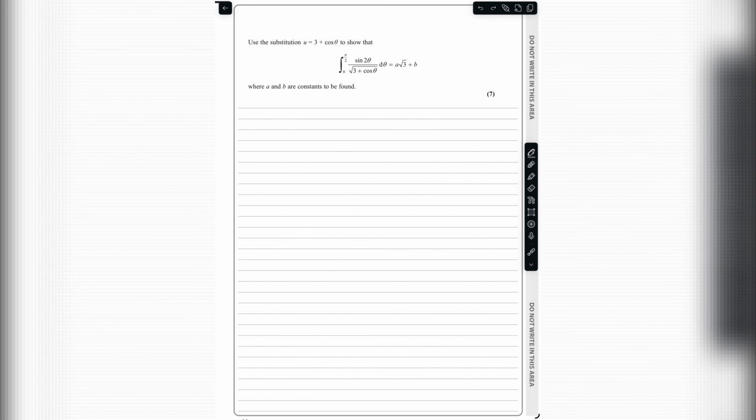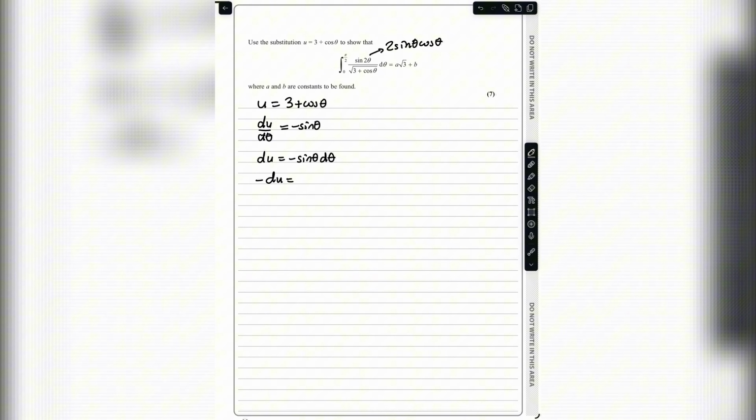In the final question, we are told to use a substitution u equals 3 plus cos theta to show that this integral equals a root 3 plus b. So before we get started, I want you all to bear in mind that sine 2 theta is 2 sine theta cos theta, and given as u equals 3 plus cos theta, du by d theta equals minus sine theta, so du equals minus sine theta d theta, so minus du equals sine theta d theta. And using this substitution, we can state that cos theta equals u minus 3.